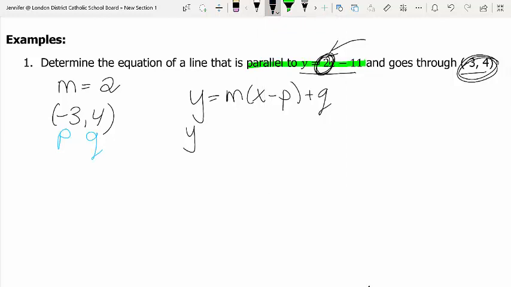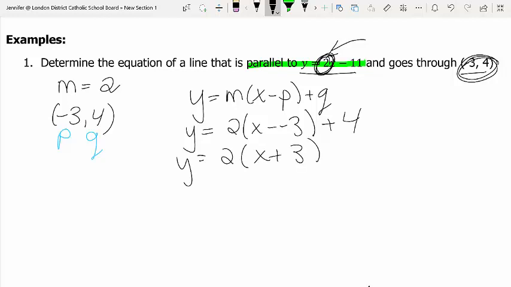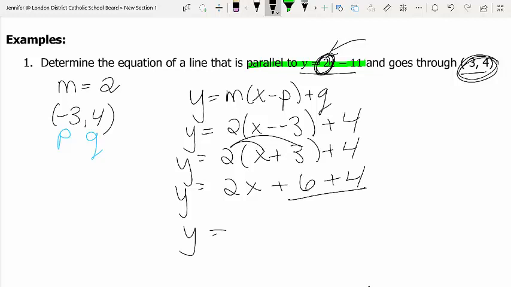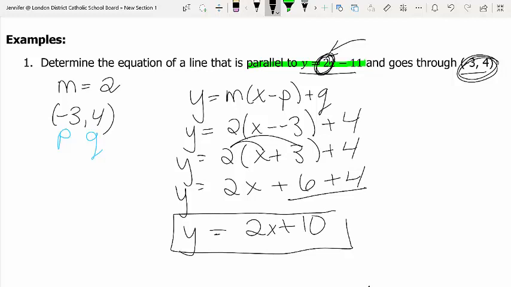So just plug everything in. Simplify inside the brackets. Then let's do distributive property to get rid of the brackets. And then let's combine our like terms. So our equation of a line that is parallel to y equals 2x minus 11 and goes through the point -3 and 4 is y equals 2x plus 10.